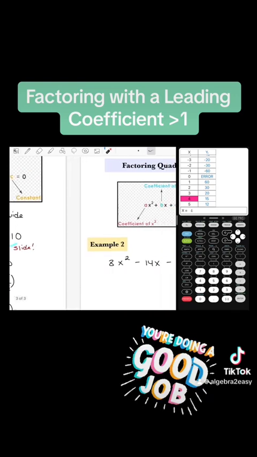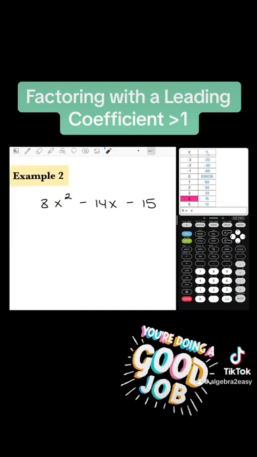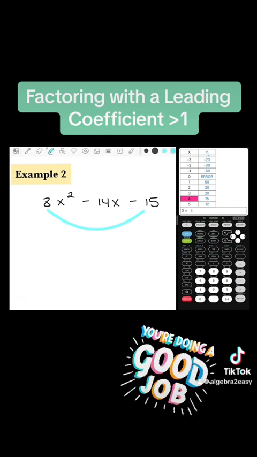Let's practice another one. All right, here's our next example. We have 8x squared minus 14x minus 15. So we're going to start with our slide, and multiply these two numbers together. Keep x squared the way it is, minus 14x, and then we're going to have 8 times negative 15. That's going to give me negative 120.